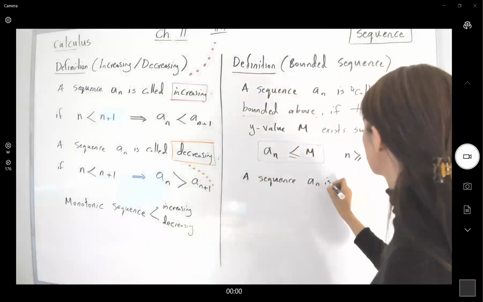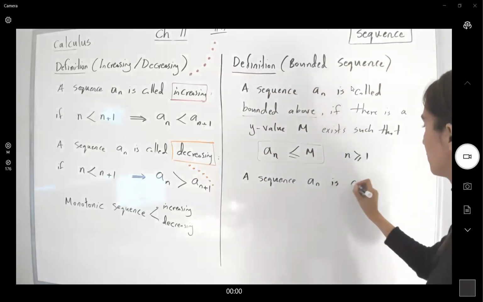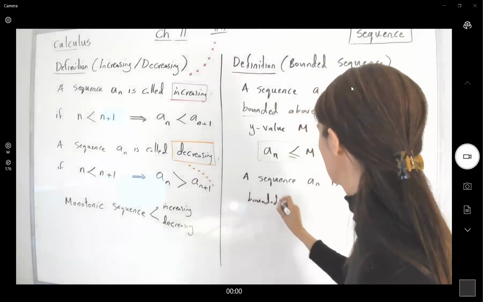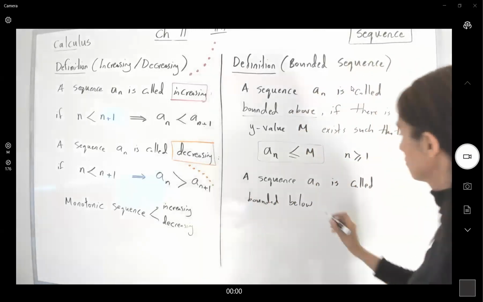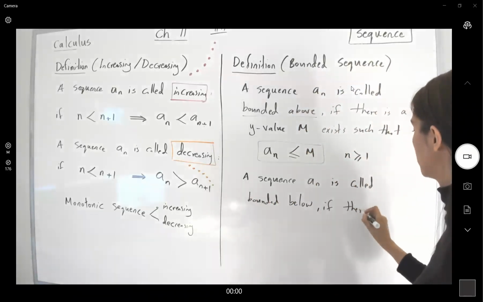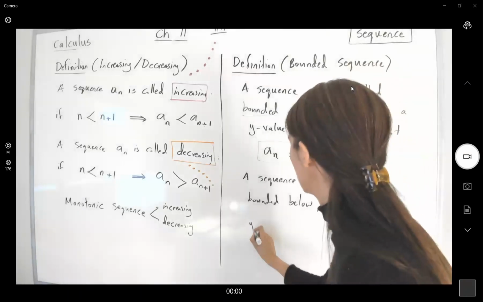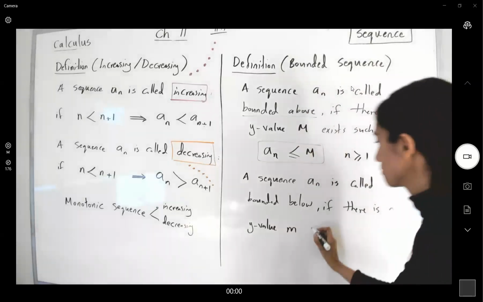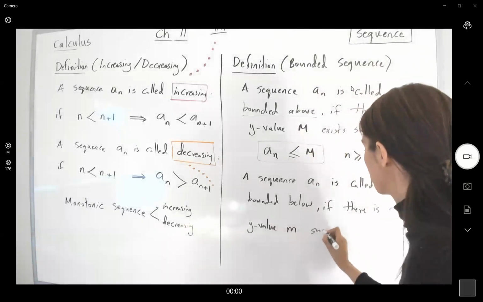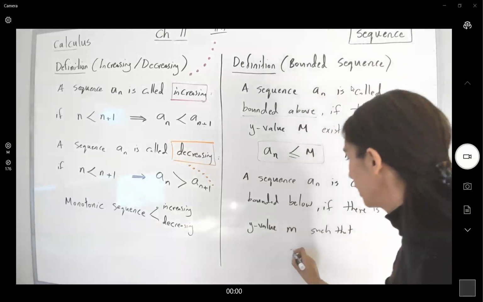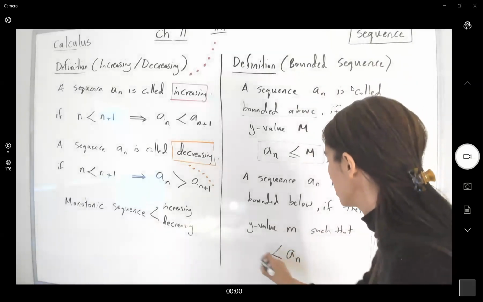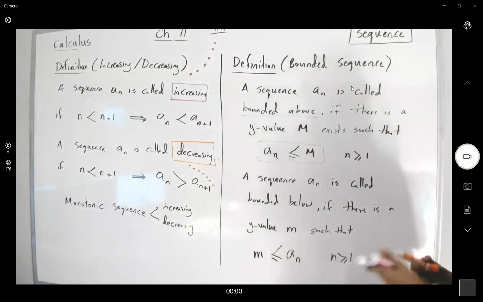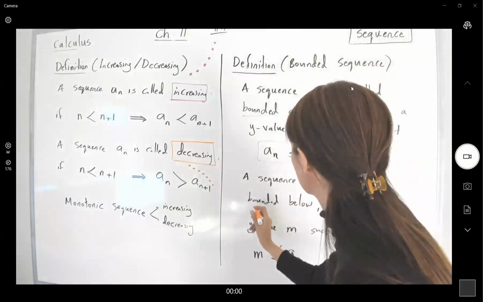A sequence like a sub n is called bounded below if there is another y value, there is a y value like small m, such that a sub n is greater than or equal to that m on its domain. So bounded below.